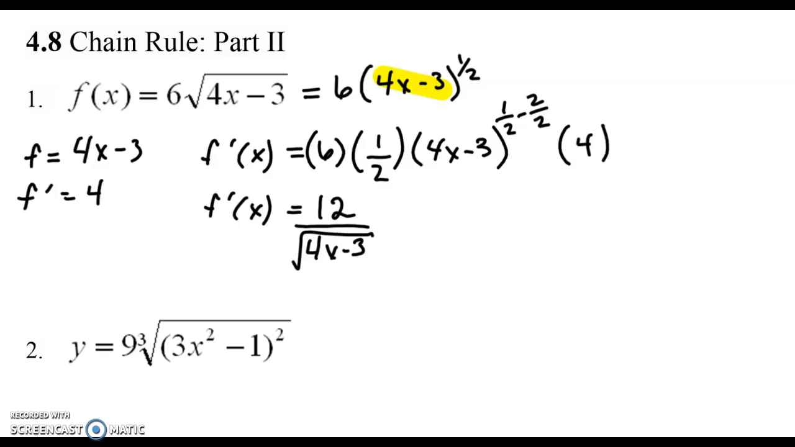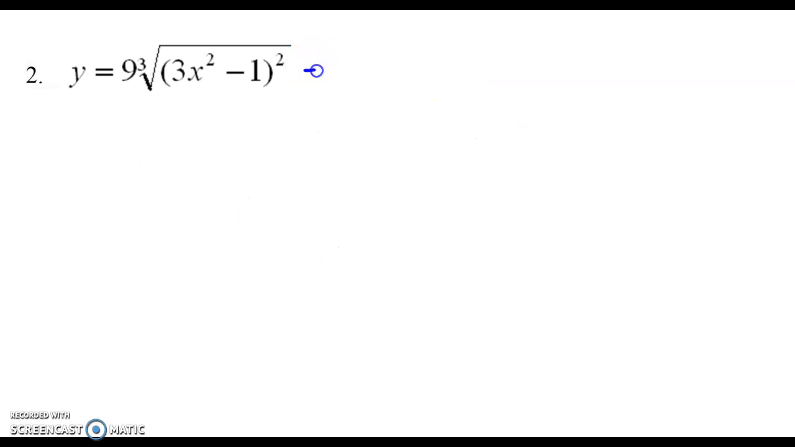We're looking at number 2 now. Okay, let's write this function again. So we've got this written as an exponent. We've got the 9, 3x squared minus 1 to the power of 2, and this cube root we know can be written in the denominator of the exponent. Okay, that's good. Now let's use the chain rule to differentiate this function.